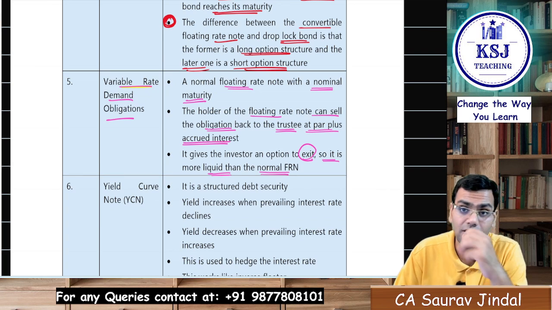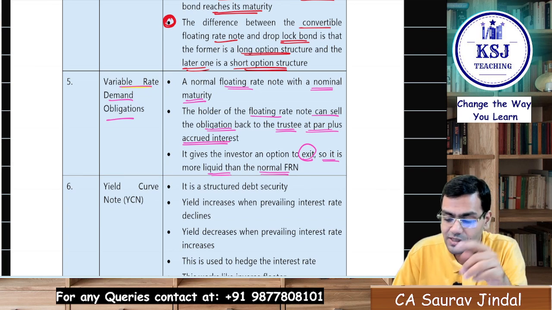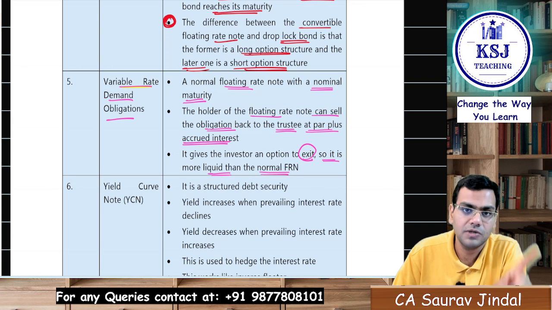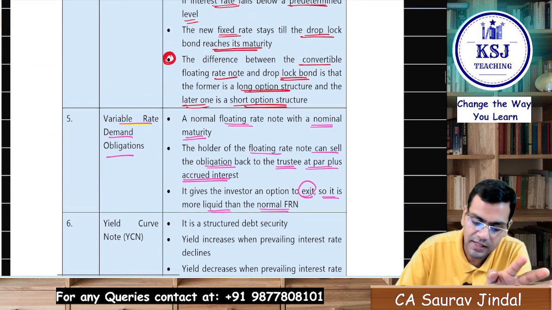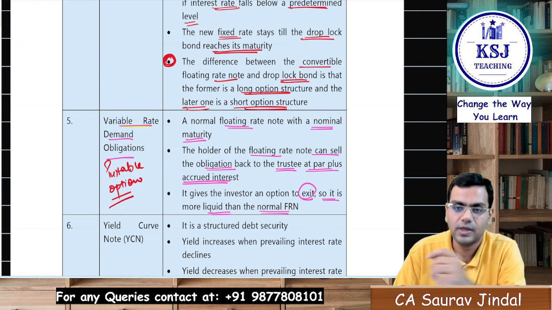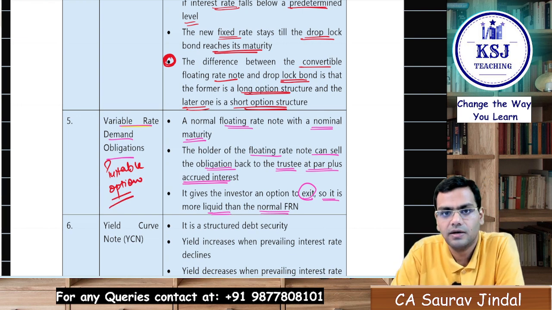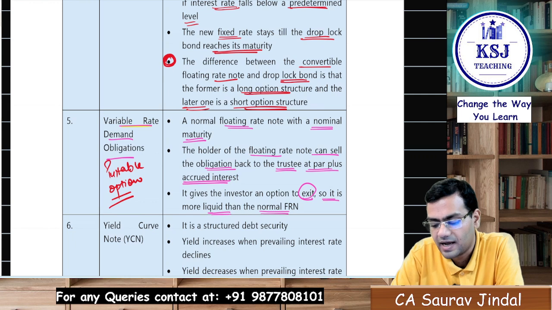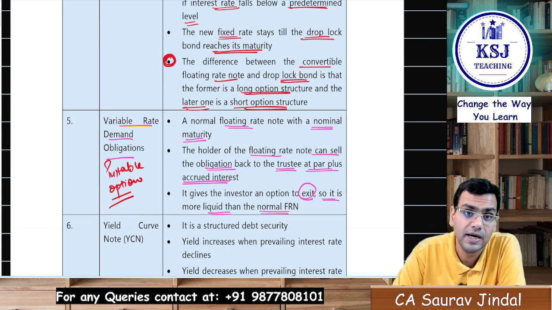A normal FRN, you cannot sell it back like that, right? So in this case you have a puttable option. Basically, in this particular case, you have a puttable option, that you can sell back this bond and you will get your money back at par plus whatever the interest is. So it is basically more liquid. In case you need money, sell back the bond.